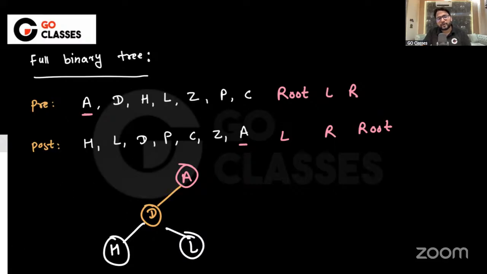Just see carefully that first we have found out what is the root. There was no ambiguity in finding the root. Tell me, will there be any ambiguity? No, right? Now, after that, you go to the pre-order.